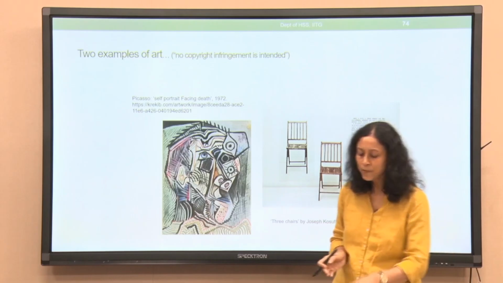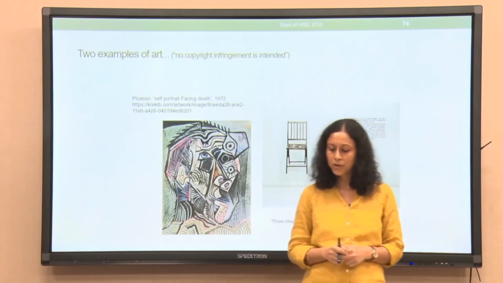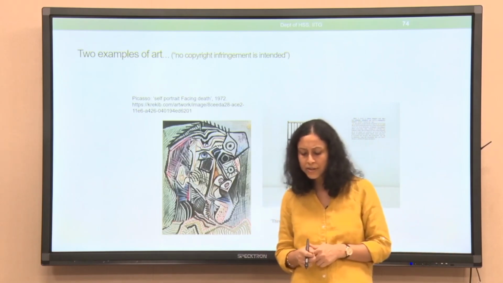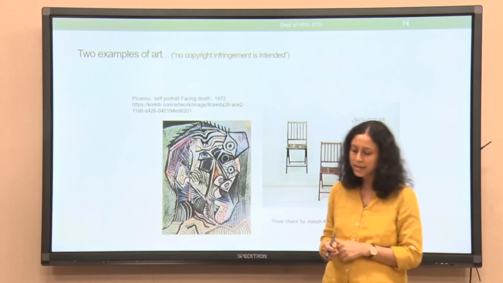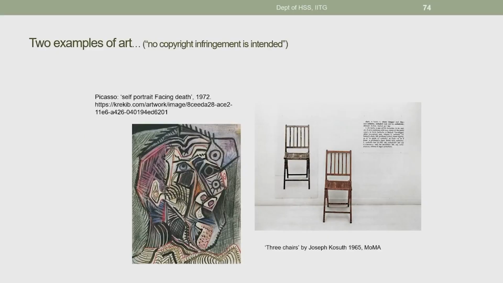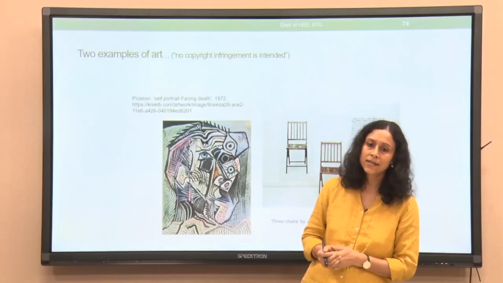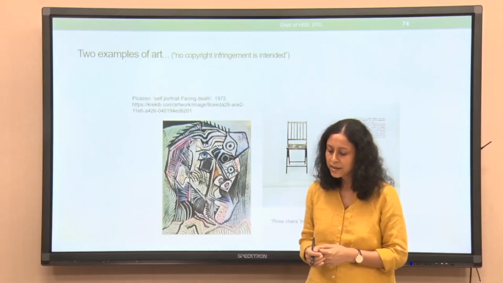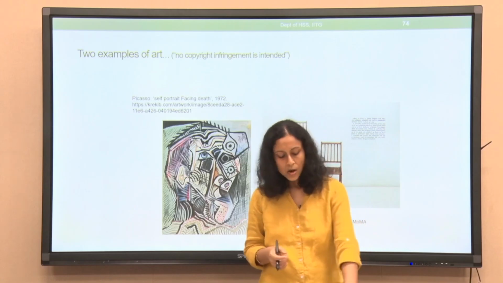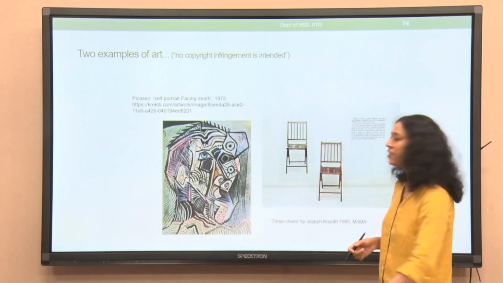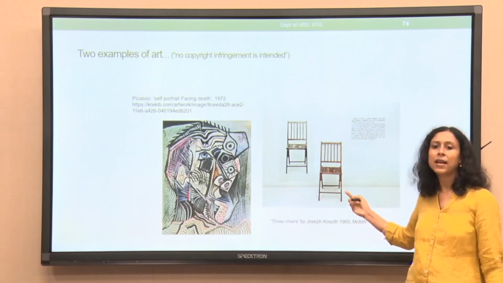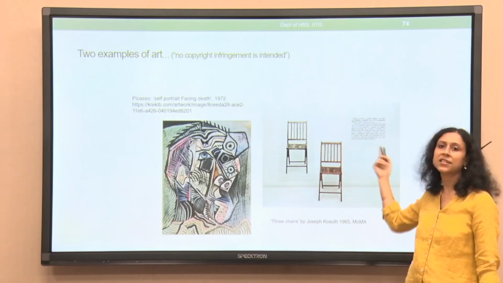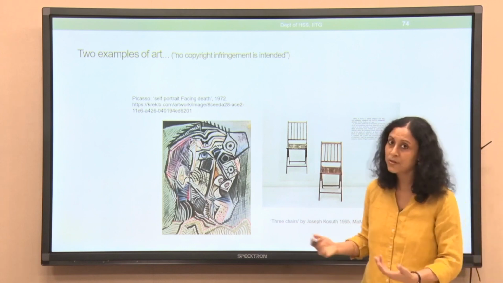So, if you look at these two types of output of art, the one on the left is Picasso's self portrait facing death. This is what he painted just before his death. And on the other side you have this very famous piece. It's not called a painting. It is sort of an installation. So, there is a picture of a chair. The name of the work is Three Chairs by Joseph Kosuth. So, there is a real chair, there is a picture of a chair, and there is a dictionary definition of what a chair is. Now, this is also called art.